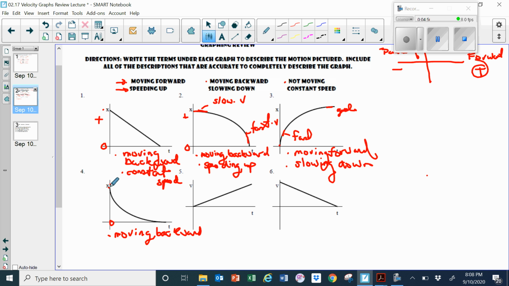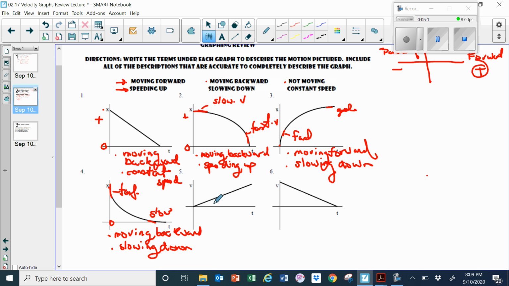And you notice it's steep, so it's fast initially. And then it's gentle late, so it's slow. So guess what? Fast to slow, it's slowing down. So it's moving backward and it's slowing down.